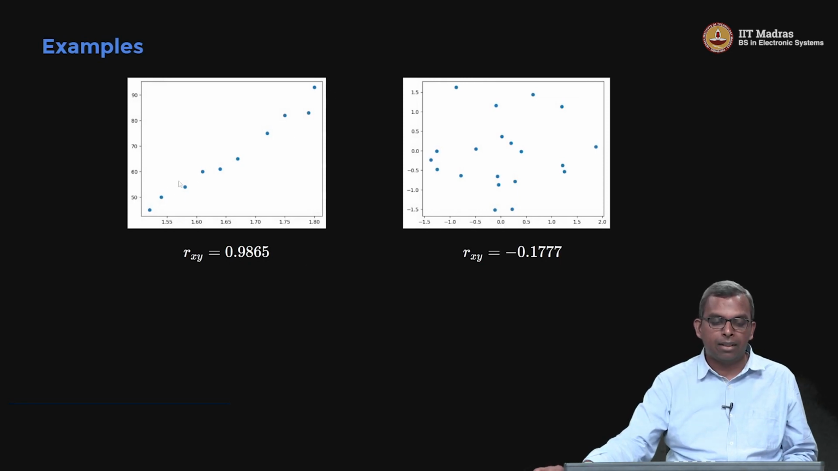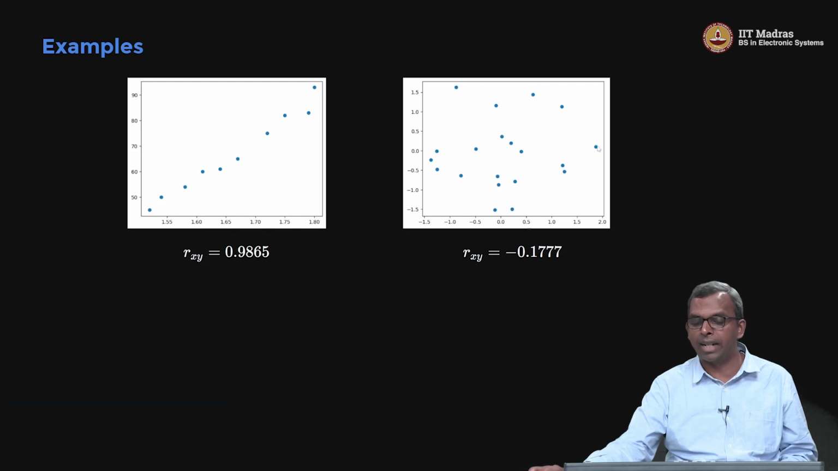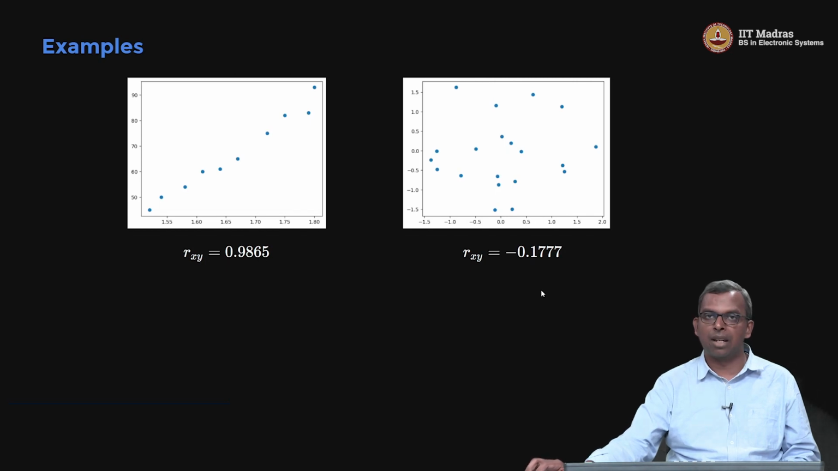The height weight data, which had this very nice looking correlation, comes out with an rxy of 0.9865. This is really high. And this spread out data, where there was no obvious correlation, comes up with something like -0.17, which is close to 0. So you can see much higher correlation here, much lower correlation here. So already this metric is nice enough.